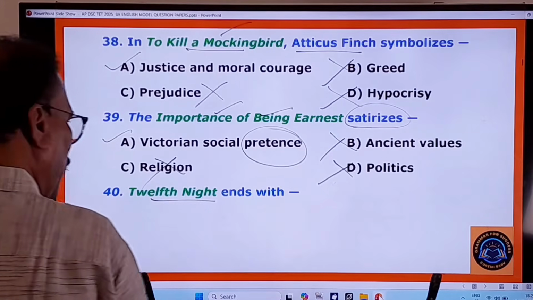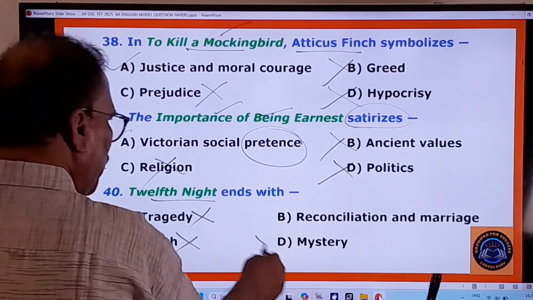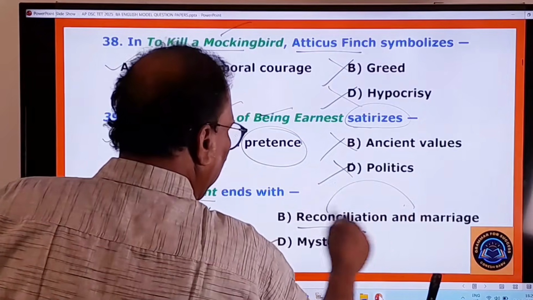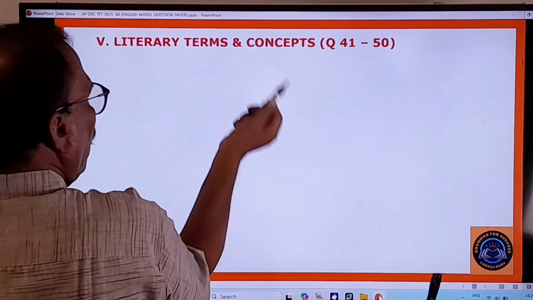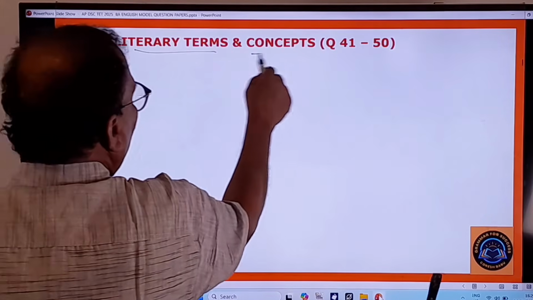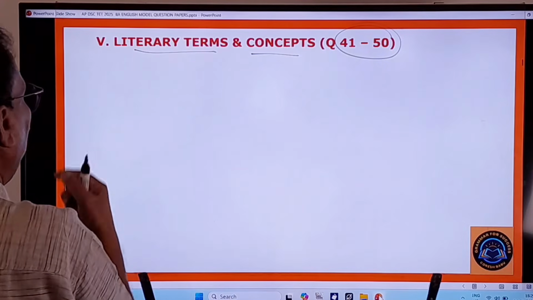You go to the 40th question. Twelfth Night ends with what? Tragedy? No. Death? No. Mystery? No. But reconciliation and marriage. You know this very well, a very interesting drama. The last section of this question paper is literary terms and concepts. On this also 10 questions are framed. Let us answer all of them very quickly.